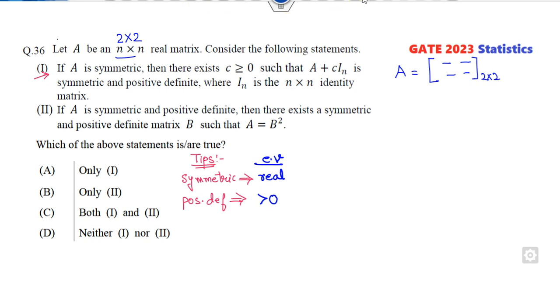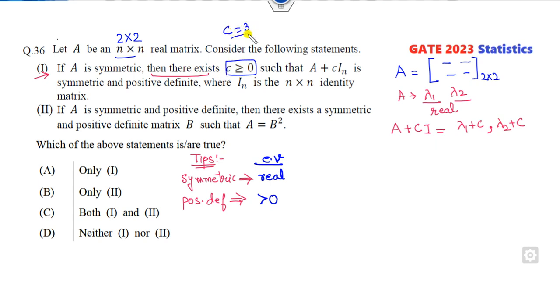Now you can see what is given to you: A is symmetric, so it has 2 eigenvalues, say lambda 1 and lambda 2, both given to you as real. It can be negative, it can be positive. Both may be negative, both may be positive, or one negative. Then there exists a number C such that A plus CI is symmetric and positive definite. It means your target is to prove it is real and positive definite. So what are the eigenvalues of this? If A has the eigenvalues lambda 1 and lambda 2, then the eigenvalues of A plus CI are lambda 1 plus C and lambda 2 plus C. Fine. Now you can see there exists C as a positive real number.